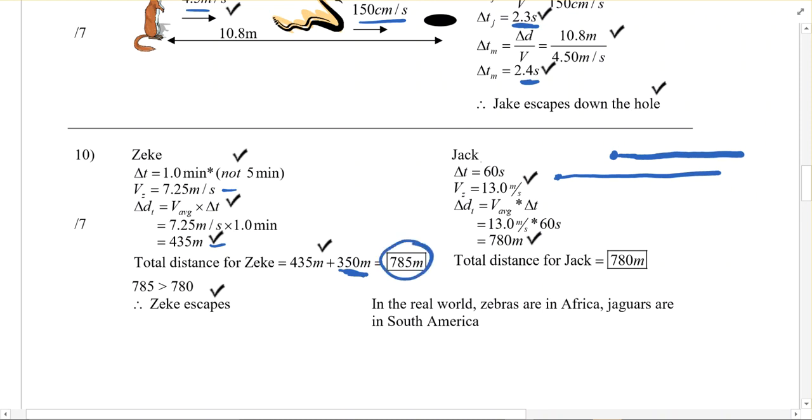Okay, then part 2, Jack, we just have to figure out the distance for Jack was 780 meters. So 785 is greater than 780, therefore Zeke escapes. And then the second part of the question is why wouldn't that work in the real world? In the real world, zebras are from Africa and jaguars are in South America.